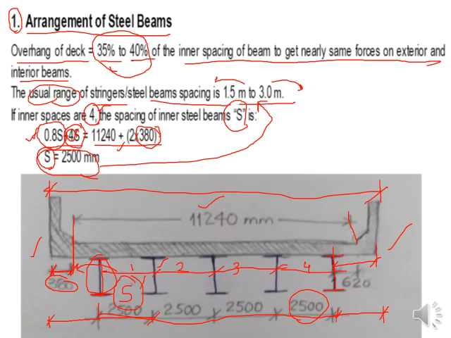Now, the conclusion of step number 1 is that the overhang we have calculated will be 0.8 of 2500, and you have to write down whatever that comes out to be. And secondly, the second conclusion is that you have calculated the spacing of 2500 between the stringers.